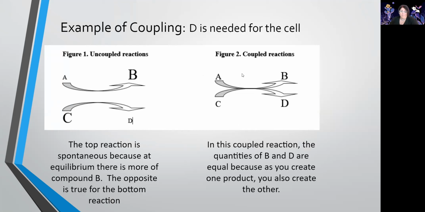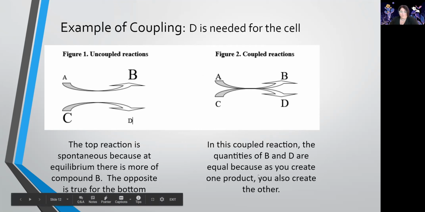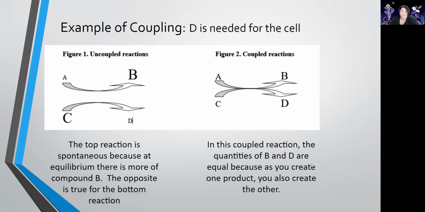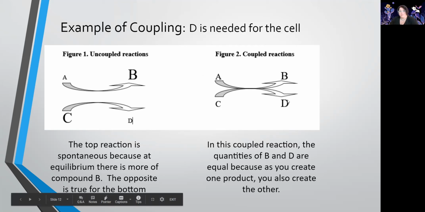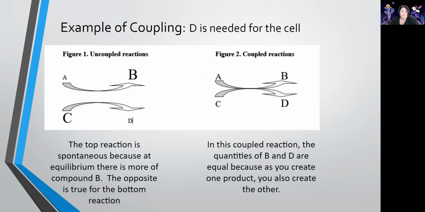So separately, they have these ratios to them. If you put them together, however, you can see that we've decreased B here and increased D. And so basically we're getting more D out at the end than we would over here. So if our goal is to produce D, we're going to be able to get more of it if we put it together with the A to B transition. Okay. And you can read it down here. So the quantities of B and D in this case are equal because as you create one, you also create the other, as opposed to this in the separate reactions.